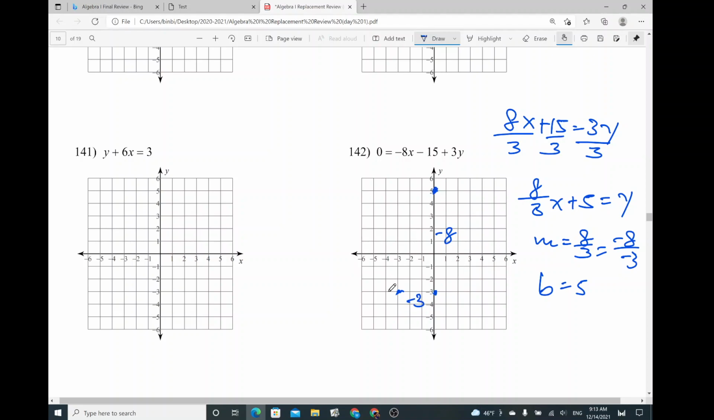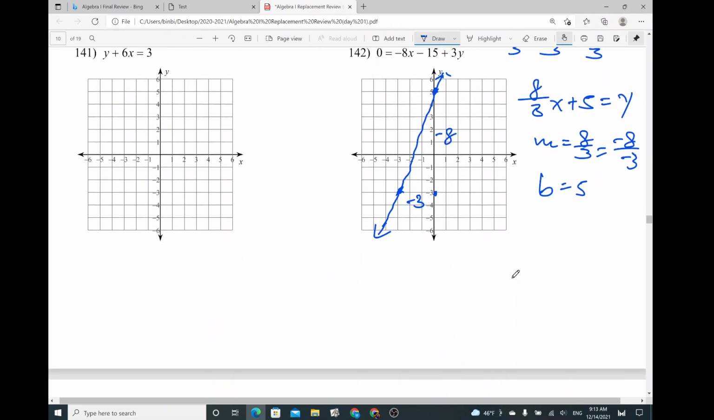So for the initial point, the y-intercept, and the final position right here, basically just connect them. Not the final position, but it's the second point. Okay, so connect them. So just a straight line going that way. As you can see that the slope is positive, that means the line is actually increasing.